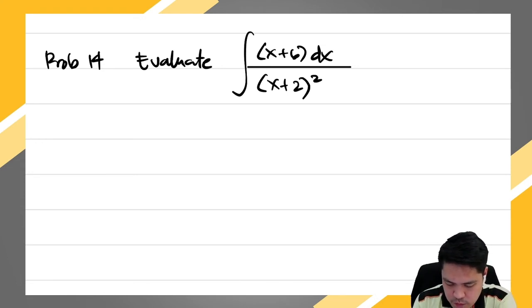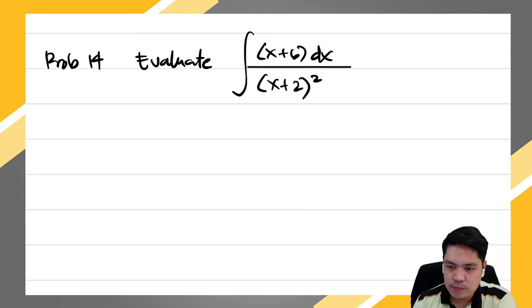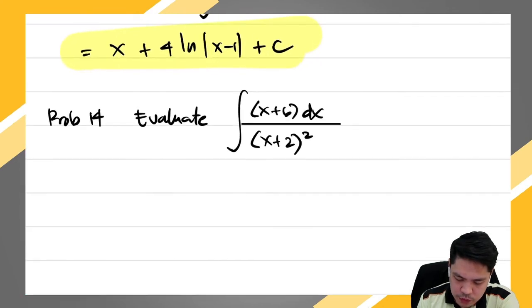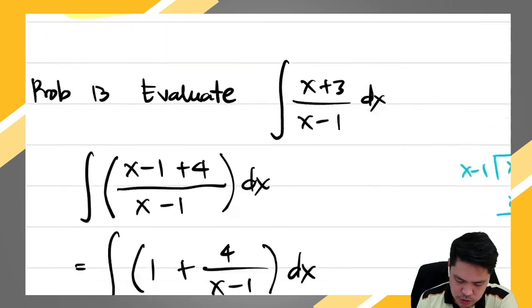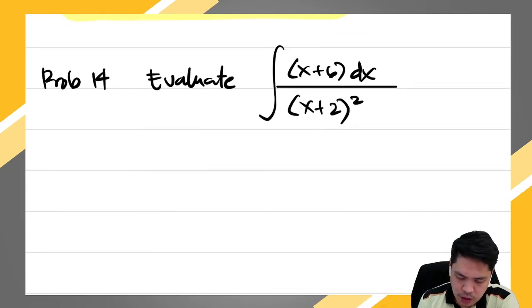The derivative of x plus 2 should only be dx, diba? And since mas maliit yung degree ng numerator than the denominator, huwag na tayo mag-divide, diba? Pero if we apply yung technique na ginawa natin dito, wherein we just manipulated the expressions, pwede natin isulat siya ng ganito.